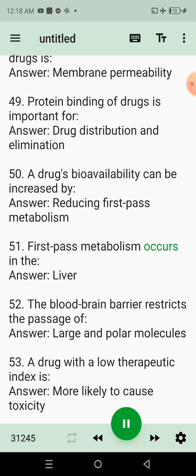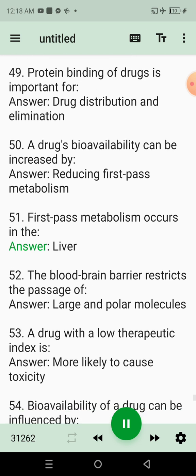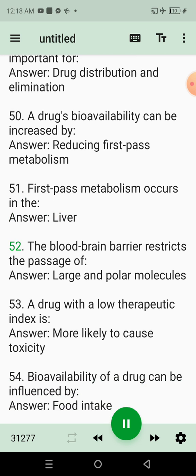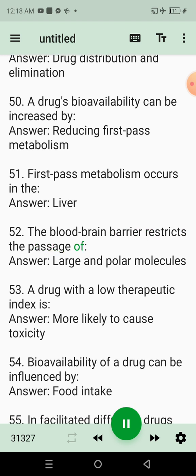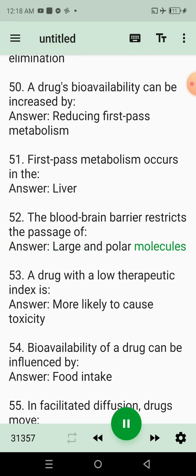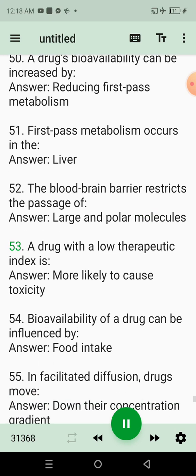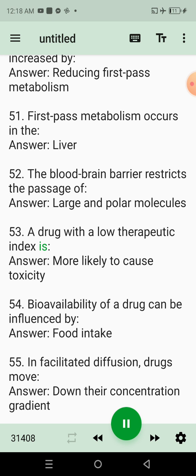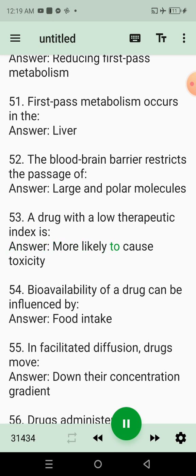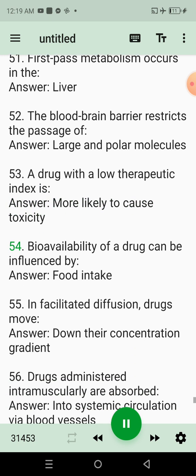51. First-pass metabolism occurs in the? Answer: Liver. 52. The blood-brain barrier restricts the passage of? Answer: Large and polar molecules. 53. A drug with a low therapeutic index is? Answer: More likely to cause toxicity.